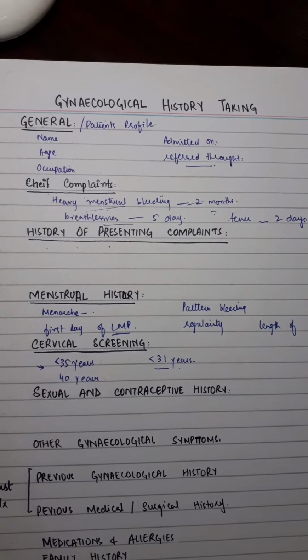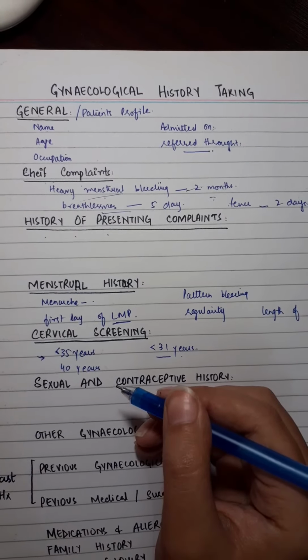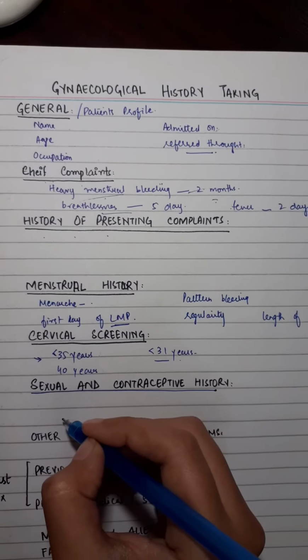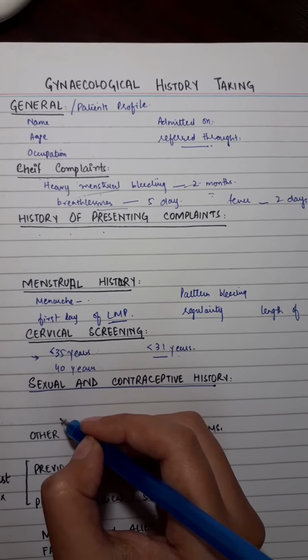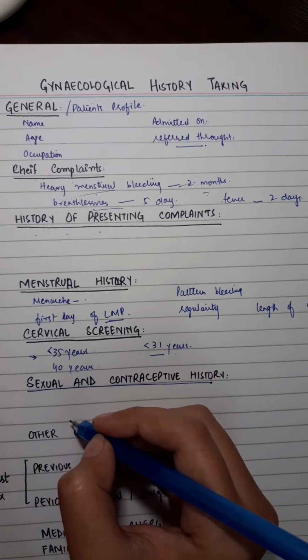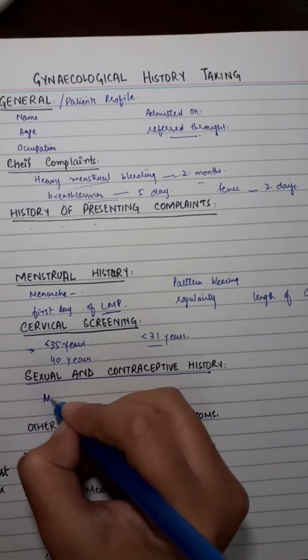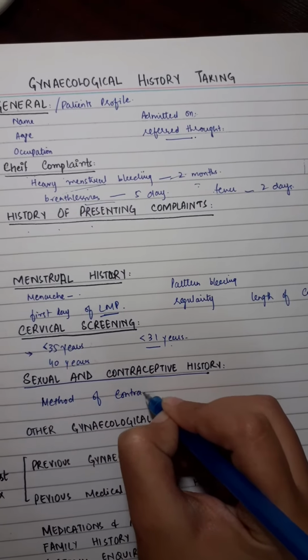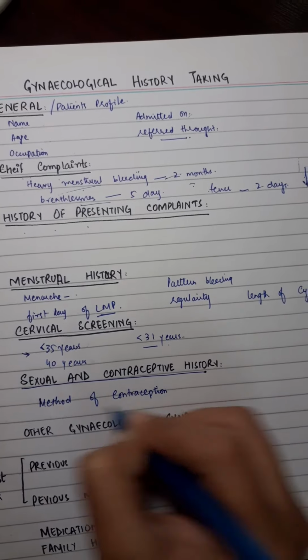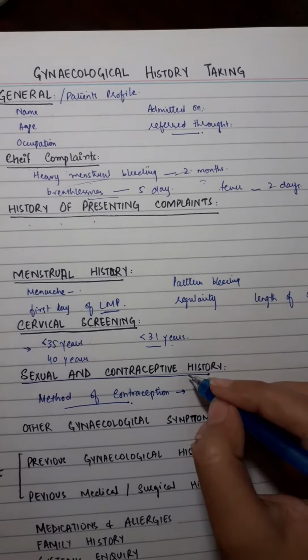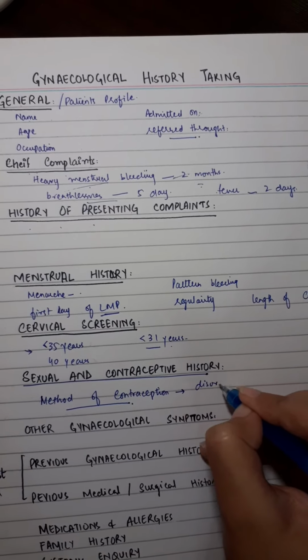It is very important. So the next heading is sexual and contraceptive history, and it is also very important. In sexual and contraceptive history, you are going to ask about present partner or partners, the sexual orientation, and the method of contraception used. It is also very important because many contraceptive pills also have a role in disorders of menstruation.